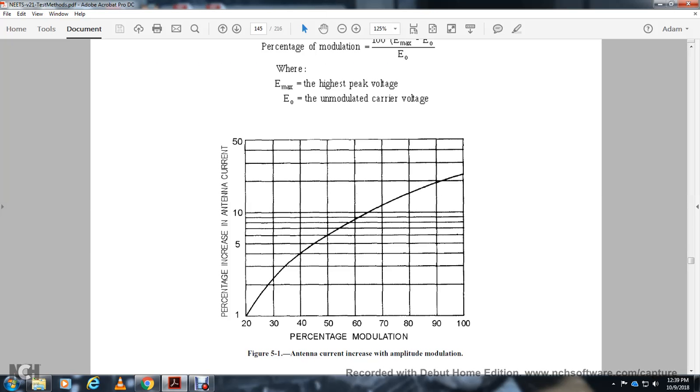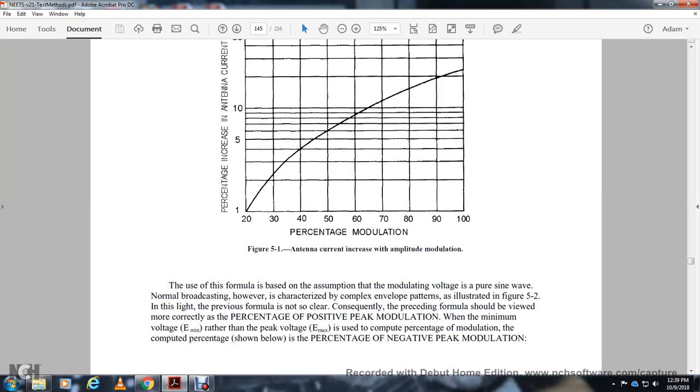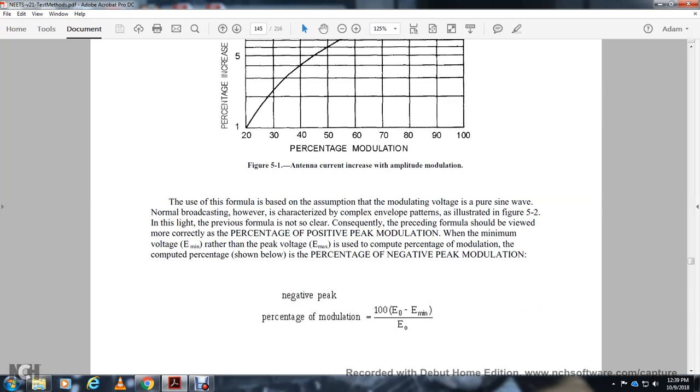So the peak increase of the antenna current shows the percent of modulation. The use of the formula is based on the assumption of a modulated voltage of a pure sine wave. With normal broadcast, the characteristic complex envelope illustrated in figure 5 makes the previous formula not so clear. Consequently, the formula should be viewed with the minimum of the voltage rather than the peak voltage maximum. You would completely compensate with the percent of modulation. The computed percentage is shown as the percentage of negative peak modulation.